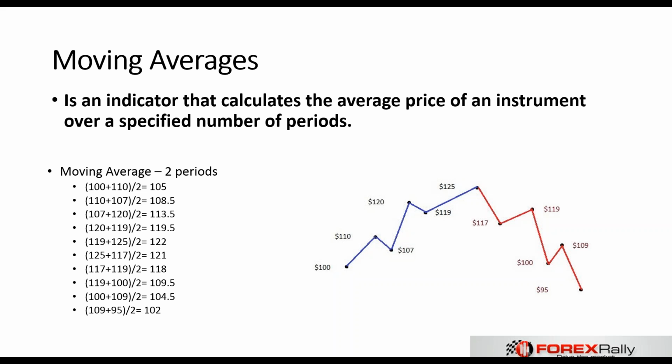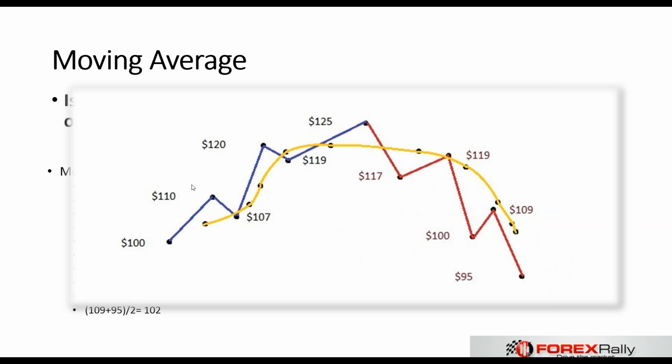Now, let's say that we will have a moving average of 2 periods. This is a simple moving average. We will have to take the first two prices, 100 and 110, and make an average. As you can see, we have 105. If we take the next two prices, 110, 107, it's 108.5. So on, we can see that we have another series of prices. If we take this series and overlay it over the chart, we will have something like this. So this is our moving average.